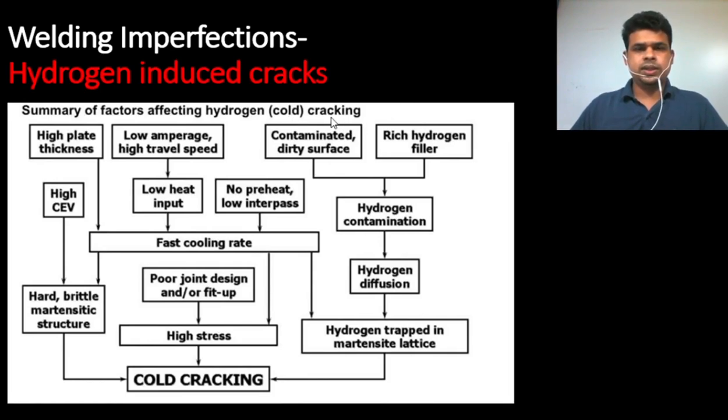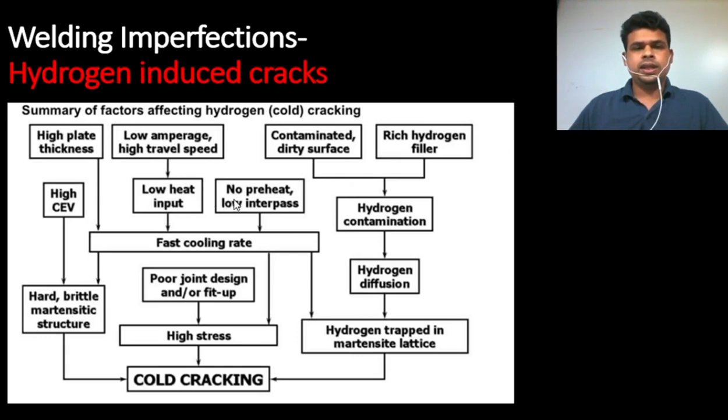So we try to understand from here: if plate thickness is high, and there is a fast cooling rate, then it can form a hard, brittle martensitic structure, which can cause cold cracking or hydrogen cracking. The second thing is also the same: low ampere and high travel speed. If during welding we use low ampere and high travel speed, then it can be low heat input. If low heat input, then a fast cooling rate, we know this. I will explain this in another lecture.